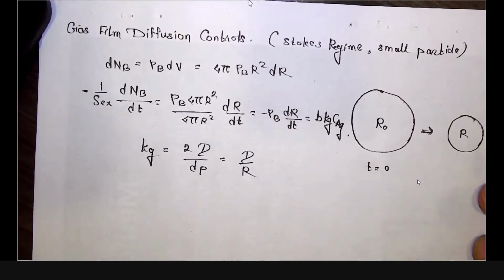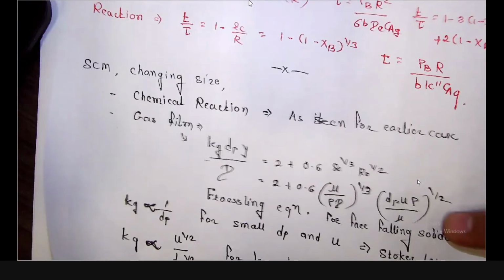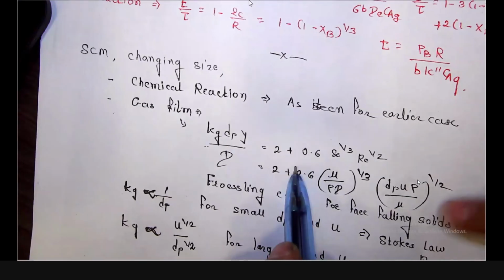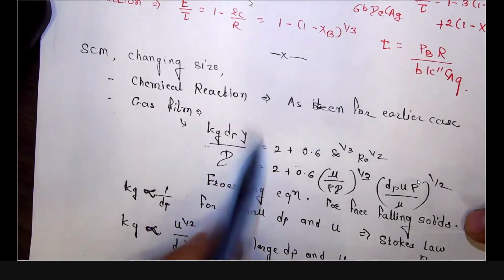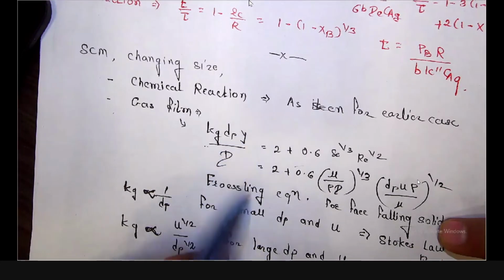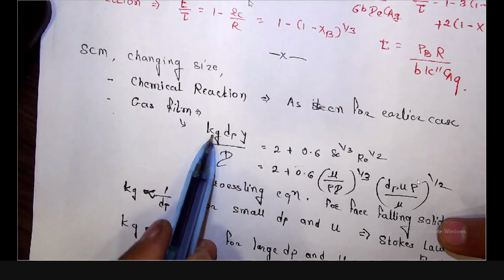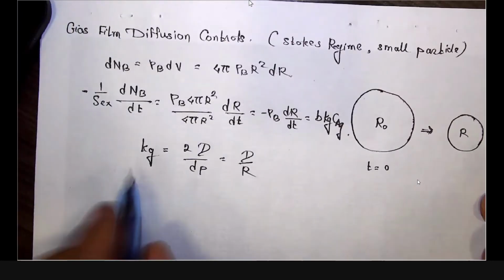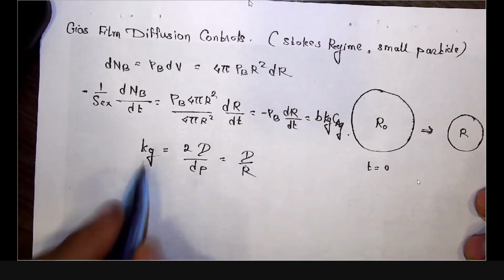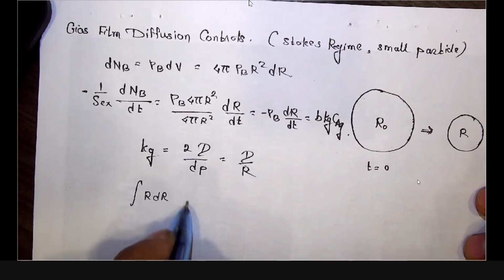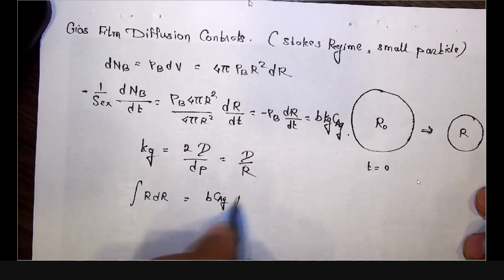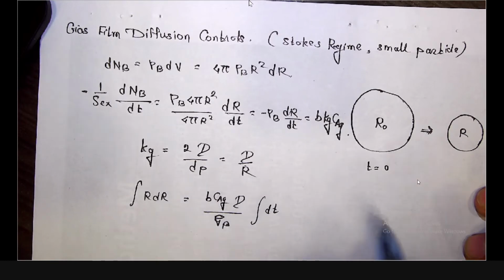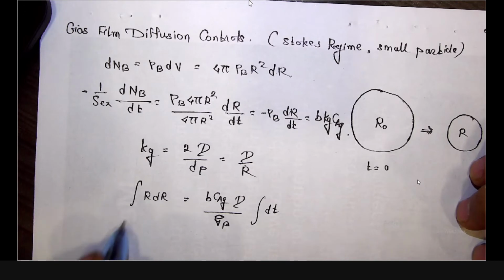If you see here, this is the Frössling equation. So for small particle size, this term will be almost negligible. Say that there is pure A, almost 100%. So this kg will be equal to 2 times the diffusivity divided by dp. Okay, so this way this particular term is here, and then you simplify it, substituting this as kg. So you will have RdR, and it will be b CAG, diffusivity and rho b dt. So this will go from R0 to R.